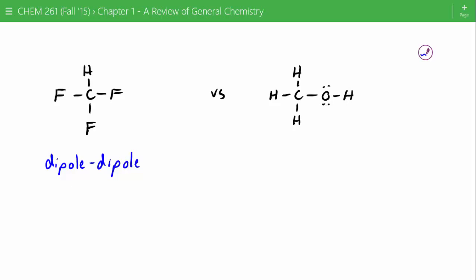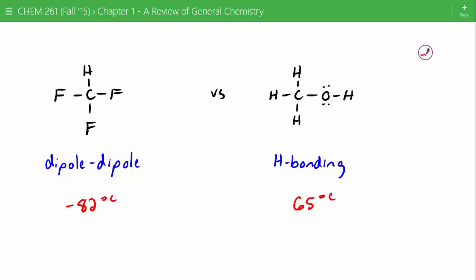What about the one on the right? H bonding. All right, so which one should have the higher boiling point? The one on the right. So in this case, methanol has a boiling point of 65 degrees Celsius. The one on the left is negative 82. So even though the one on the left has very strong dipole-dipole interactions, they're nothing compared to hydrogen bonds. Hydrogen bonds are far and away stronger than dipole-dipole alone.